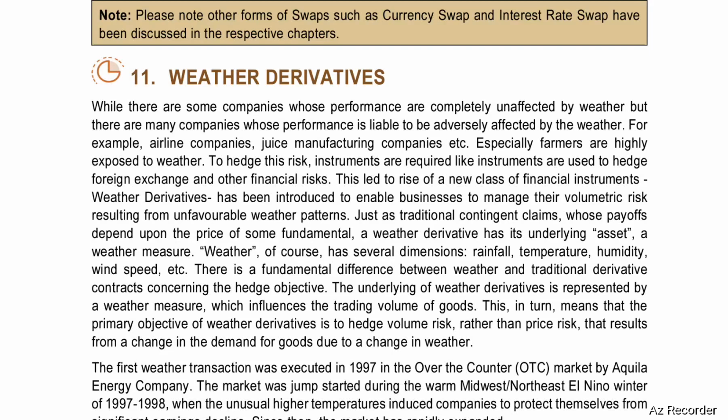There is a fundamental difference between weather and traditional derivative contracts concerning the hedge objective. The underlying of weather derivatives is represented by a weather measure which influences the trading volume of goods. This in turn means that the primary objective of weather derivatives is to hedge volume risk rather than price risk that results from a change in the demand for goods due to change in weather.